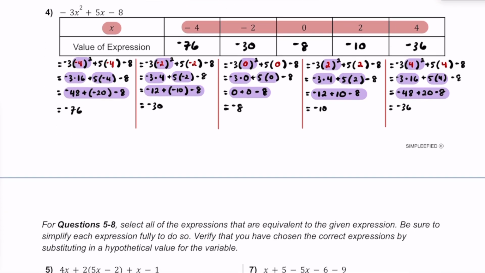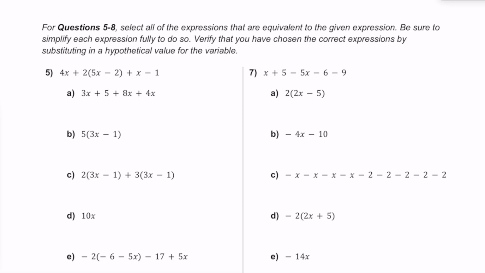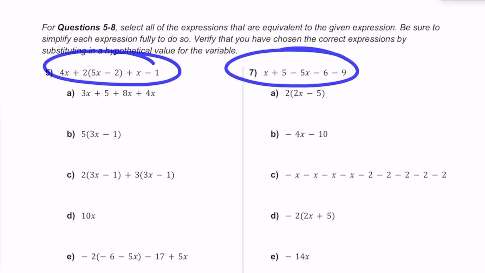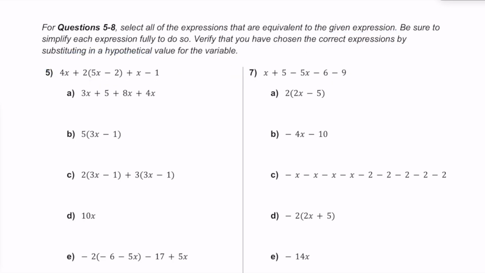All right, let's move on to some different types of questions here. For questions 5 through 8, we're going to be selecting all. So that means there could be more than one correct answer here. We're selecting all the expressions that are equivalent, or are the same or equal, to the given expression. So you can see here, this is the given expression, the one that we're starting out with, that we're comparing all the other expressions to. It says make sure to simplify each expression fully to do so. So every expression needs to be simplified. Then verify we've chosen the correct expressions by substituting a hypothetical value. So you get to choose a value for x afterwards.